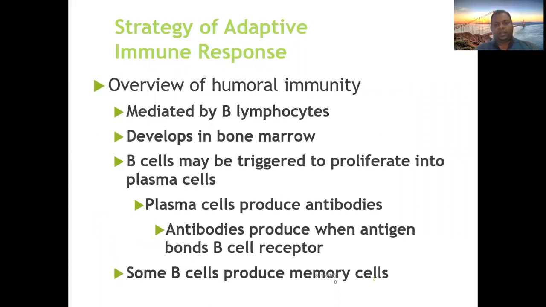So, an overview of humoral immunity. It is mainly driven by B lymphocytes, later termed plasma cells. B lymphocytes develop in the bone marrow. B cells may be triggered to proliferate into plasma cells. That's how it goes. Plasma cells produce antibodies. Antibodies are produced when antigen binds to the B cell receptor. Some B cells produce memory cells.